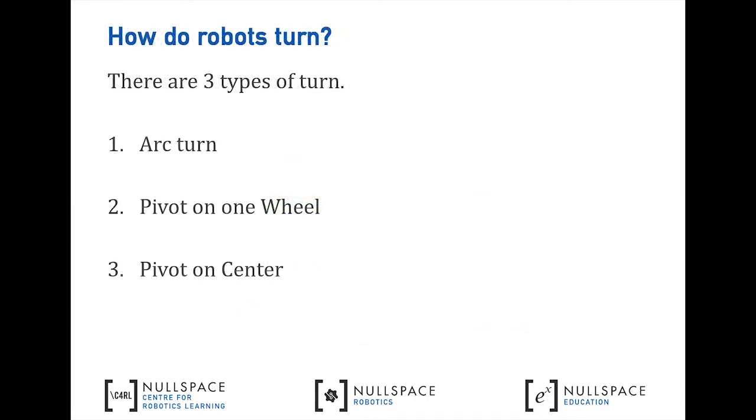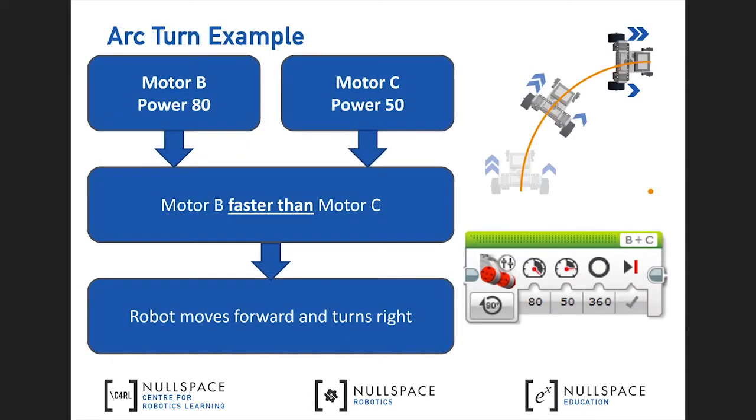The 3 turns are Arc turn, pivot on one wheel, and pivot on center. Let's take a closer look at each turn. An Arc turn is a situation where both motors are moving, but one motor is moving faster than the other. In this example, motor B is moving at power 80, while motor C is moving at power 50. So motor B is faster than motor C. This results in a right turn and arc turn. So the robot moves forward and turns to the right.